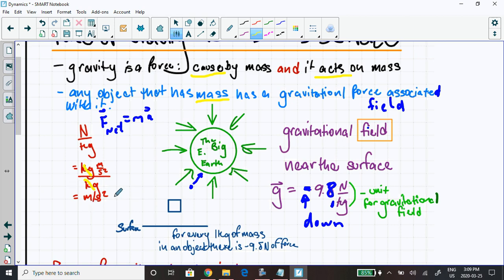Meters per second squared is usually the unit that we use when we're talking about acceleration due to gravity near the surface of the Earth, negative 9.8 meters per second squared. When we're trying to talk about the influence of Earth's gravity on objects near its surface, we don't use meters per second squared, we use newtons per kilogram. But what I've proved to you here is that newtons per kilogram and meters per second squared are equivalent.